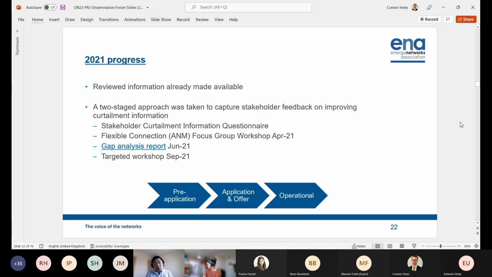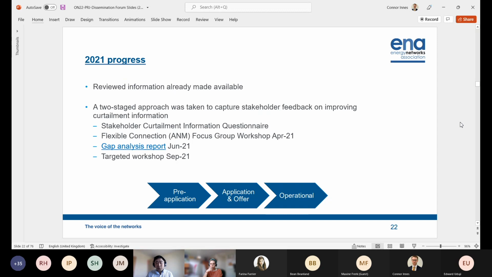And we did a gap analysis report in July. So basically we analyzed the gaps between what the customers and stakeholders want and where we are today. And we had a second targeted workshop in September last year, trying to show the stakeholders what we think you want, and asking are you happy with this?